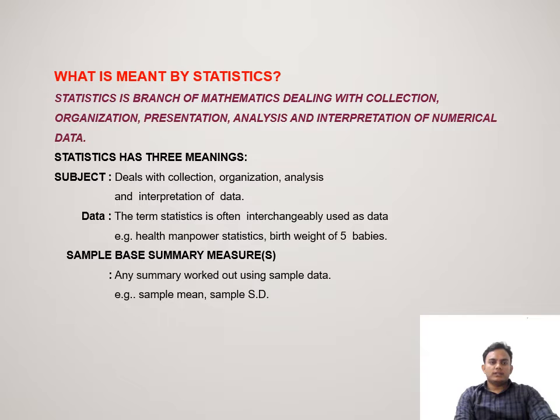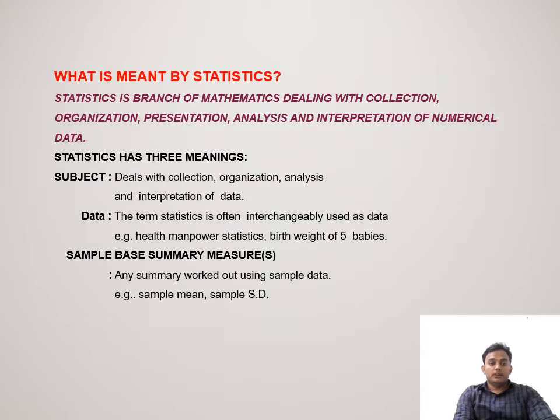So before understanding the biostatistics, first we will see what is meant by statistics. Statistics is a branch of mathematics dealing with the collection, organization, presentation, analysis, and interpretation of numerical data. Statistics has three meanings: subject, data, and sample-based summary measures. What is subject? Subject deals with the collection, organization, analysis and interpretation of data. What is data? The term statistics is often used interchangeably as data.